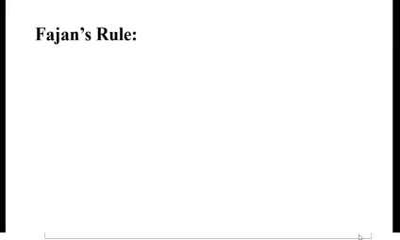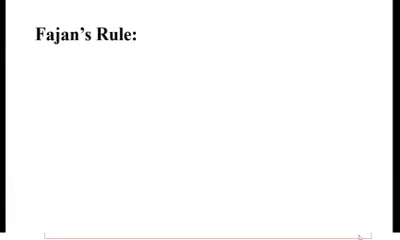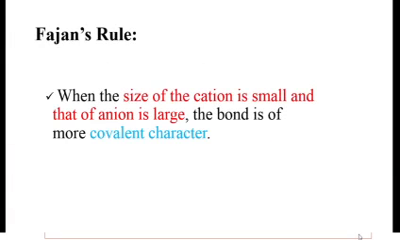In this, what he said is that it depends on the charge of the cation and the relative size of the cation and anion. He formulated the rule mainly based on the charge of the cation and the relative size of the cation and anion. The first thing: when the size of the cation is small and that of the anion is large, the bond has more covalent character. If the size of the cation is small and the anion size is large, the bond is mainly covalent in character. Okay, are you able to follow me?